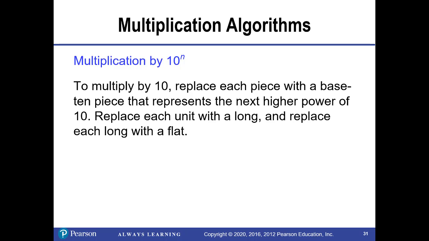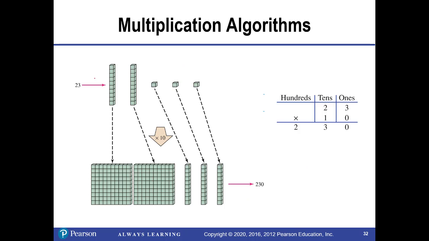In general, it's relatively easy to multiply by powers of 10. To multiply by 10, replace each piece with a base 10 piece that represents the next higher power of 10. We replace each unit with a long and replace each long with a flat. So multiplying by 10, we replace the long with a flat, the unit with a long.